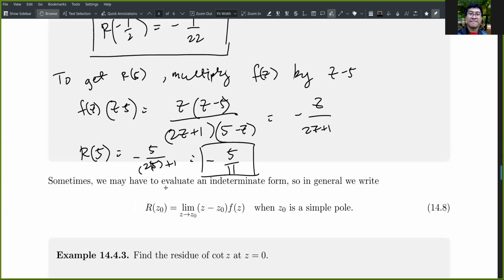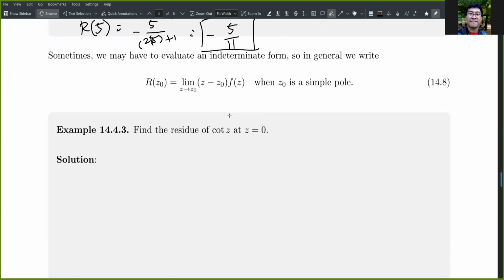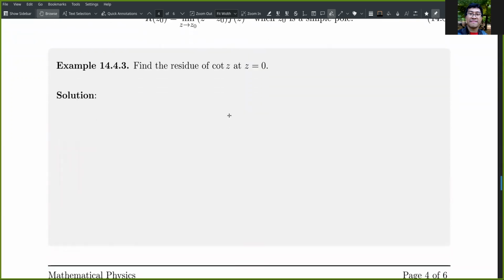Sometimes we may have to evaluate an indeterminate form. So in general, we write R at z naught equals the limit as z approaches z naught of z minus z naught times f(z). For example, find the residue of cotangent z at z equals 0. So R at 0 would simply be the limit as z approaches 0 of z times cotangent z, which is cosine z divided by sine z.